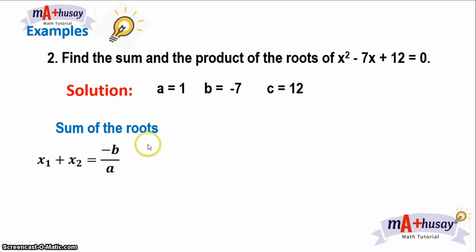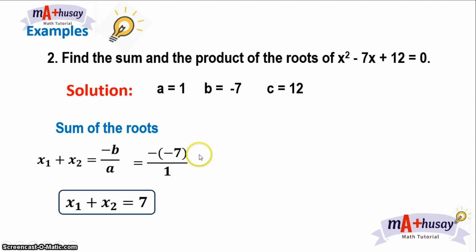So, we have negative of negative 7 over 1. So, negative times negative is positive 7. So, positive 7 divided by 1 is still positive 7. So, the sum of the roots is positive 7.